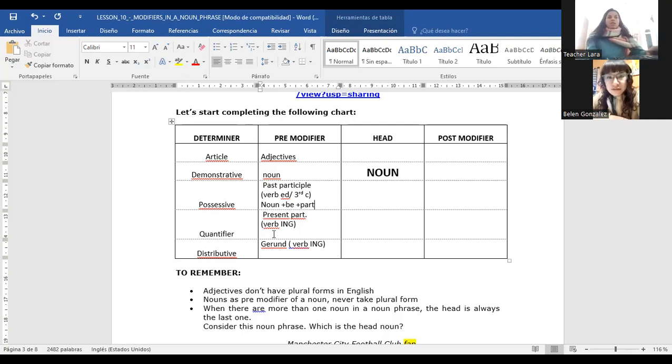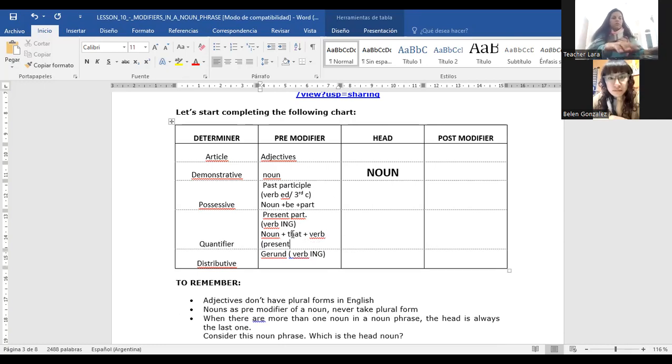In the case of the present participle, we are going to place the noun, plus that, plus the verb in the present. That's something she doesn't mention, present. For example, it was a boring lesson. Well, a lesson that bores. Bores is in the present tense.